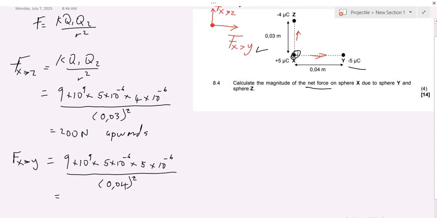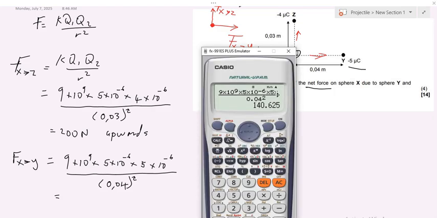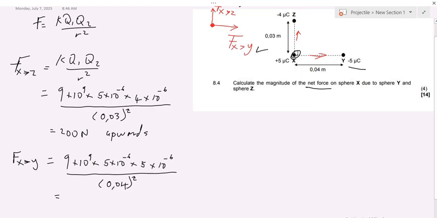Let me quickly grab my calculator. Alright, the calculator tells me it's 140.625 newtons. So the direction is to the right.